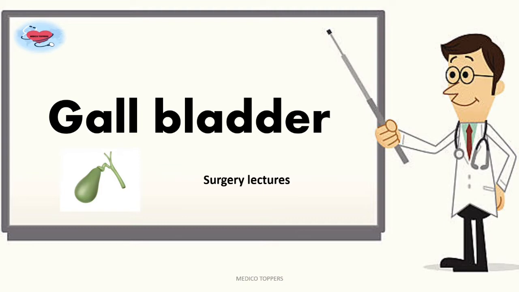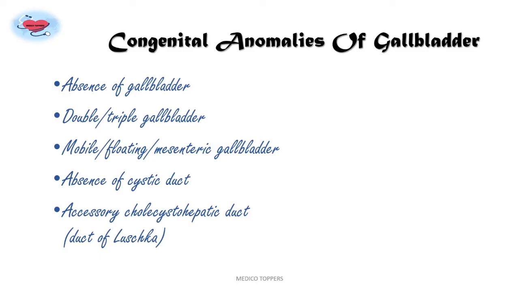Today we will be discussing congenital anomalies of gallbladder and gallstones. There are many congenital anomalies. First one, absence of gallbladder. This is the rarest condition. Next comes double or triple gallbladder.